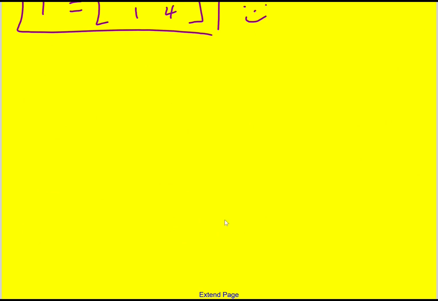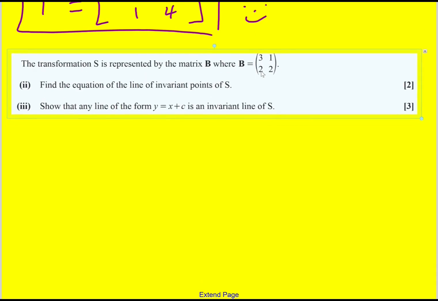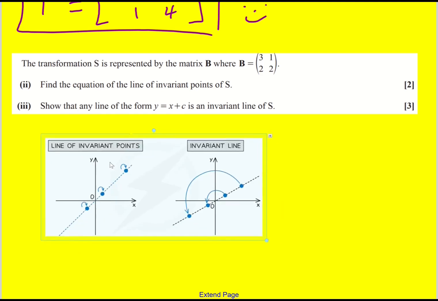Now let's take a look at the final couple of parts of this question. We've got the transformation S represented by matrix B, given here. We're asked to find the equation of the line of invariant points, and then to show that any line of the form y equals x plus c is an invariant line of S. So let me just talk about the difference between these two ideas.